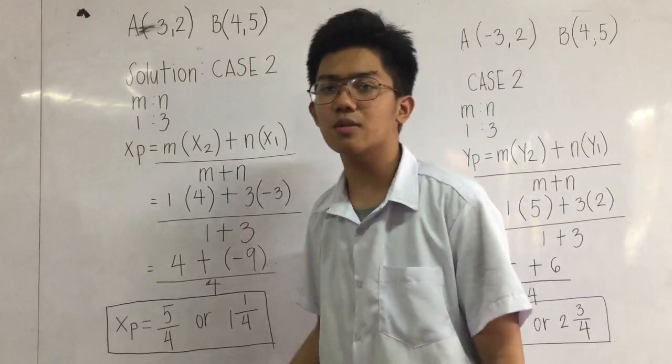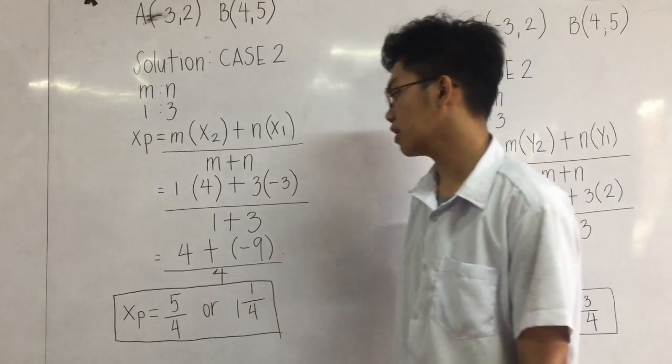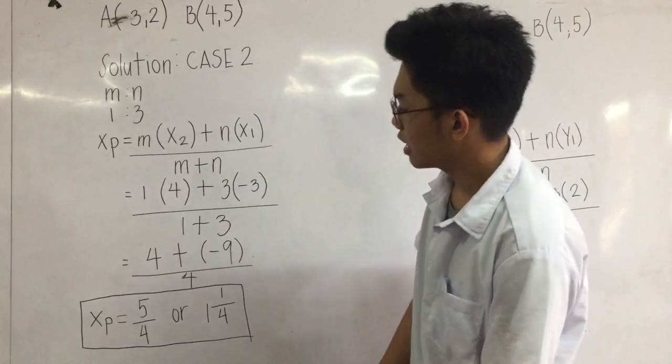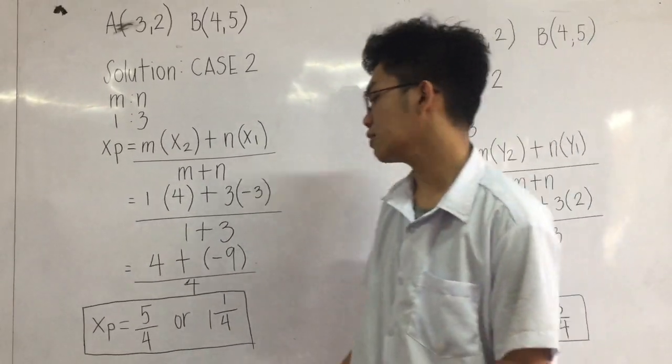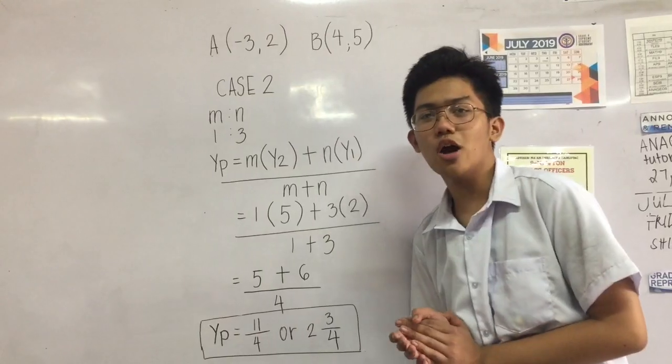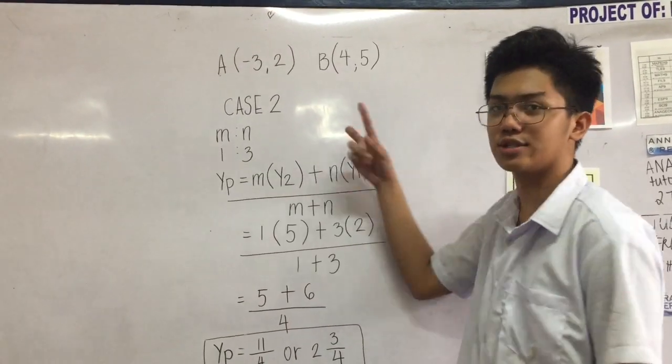It is equal to 1 times 4 plus 3 times negative 3 over 1 plus 3, which is equal to 4 plus negative 9 over 4. Our answer will be negative 5 over 4, or negative 1 and 1/4. Now we are solving for y sub p on case 2.